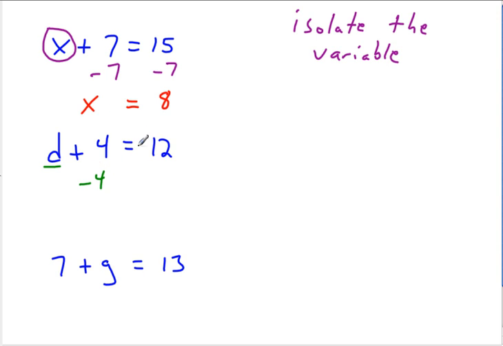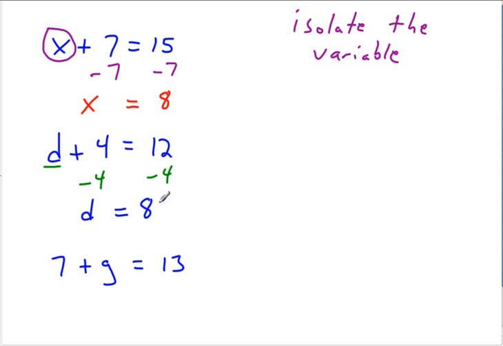But remember, we don't want this to be out of balance. We need both sides to always be equal. So if we subtract 4 from the left side, we also have to subtract 4 from the right side. So now on the left side, these 4's cancel out. 4 minus 4 would be 0, so we end up with d. And on the right side, we get what we knew the answer would be, 12 minus 4, which is 8.